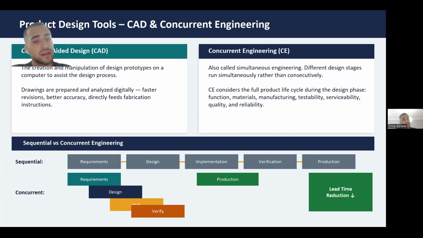The second tool is concurrent engineering, also known as simultaneous engineering. Different design stages run simultaneously rather than consecutively. In sequential engineering, you finish requirements before starting the design, before starting implementation, and so on. Each stage waits for the previous one. In concurrent engineering, stages overlap. Design begins before requirements are fully locked. Implementation starts while design is still running. Verification begins before implementation is complete.